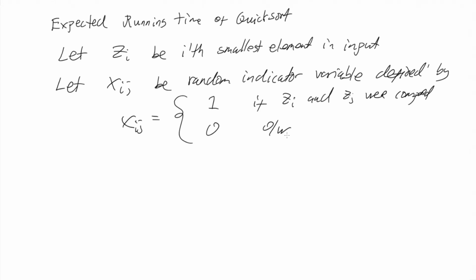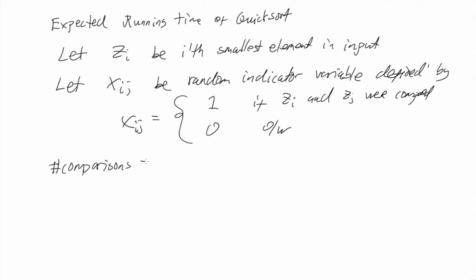So xij is a random indicator variable that we define to be equal to 1 if we compare the ith smallest number to the jth smallest number during the execution of the algorithm, and 0 otherwise. This is a random variable since we select the pivots at random, and which elements will be compared depends on which pivots we selected. The reason that we introduced these random indicator variables is to be able to write the total number of comparisons in a nice way.